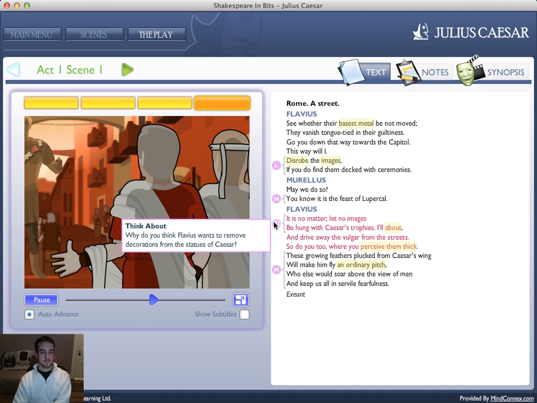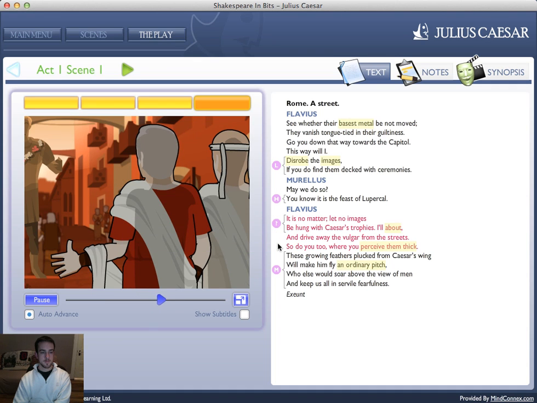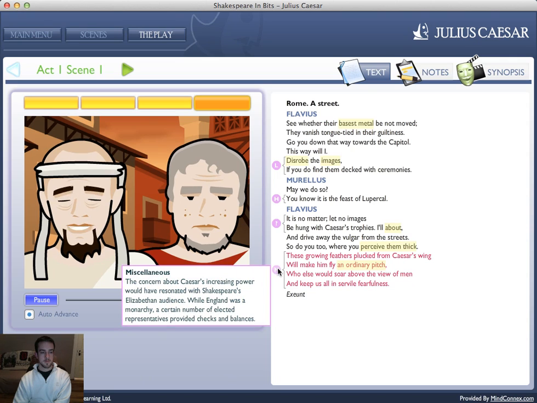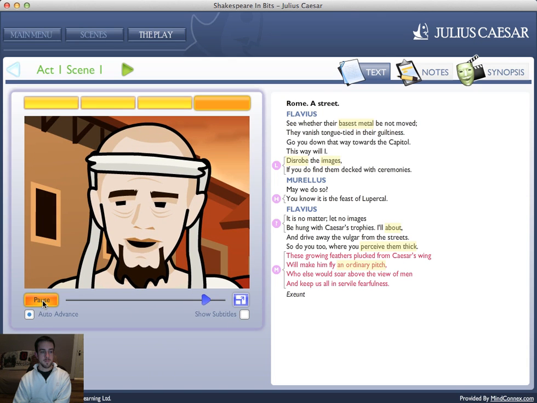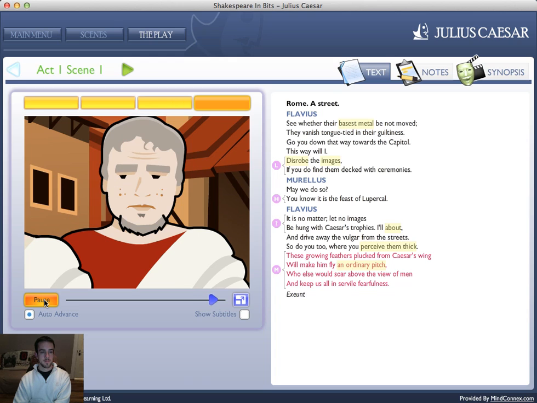I'll about and drive away the vulgar from the streets. So do you, too, when you perceive them thick. These growing feathers, plucked from Caesar's wing, will make him fly an ordinary pitch. Who else would soar above the view of men and keep us all in servile fearfulness?